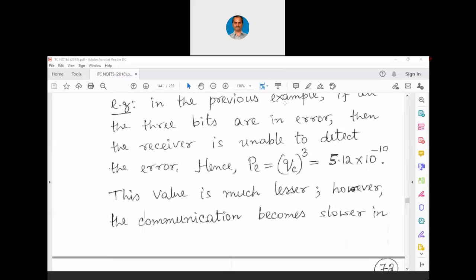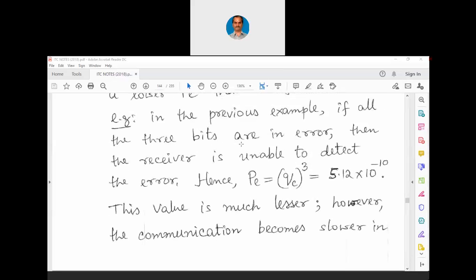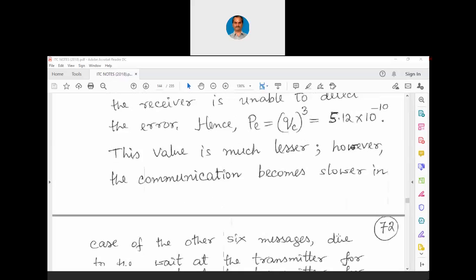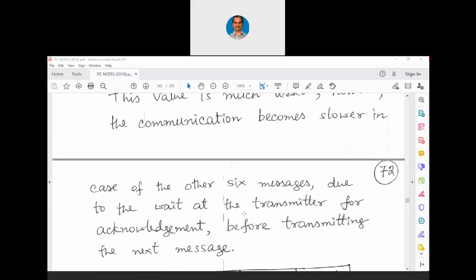Now, for example, in the previous example, if all the 3 bits are in error, then the receiver is unable to detect the error. Hence, the probability of error is Q cubed, because it's 1 bit error cubed, that is 5.12 into 10 power minus 10. This value is much lesser compared to that 8 into 10 power minus 4. However, the communication becomes slower in case of the other 6 messages due to the wait at the transmitter for acknowledgement before transmitting the next message.